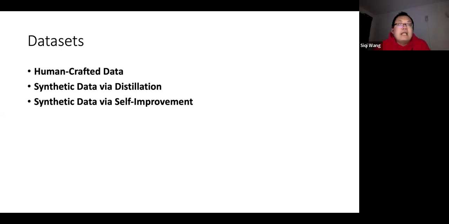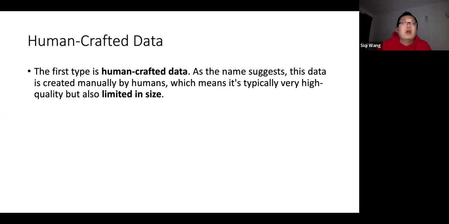Instruction tuning relies on high-quality datasets, and these datasets usually fall into three main categories. The first is human crafted datasets. The second is synthetic data via distillation, and the third is synthetic data via self-improvement. Each of these has its advantages and disadvantages. So let's take a closer look.